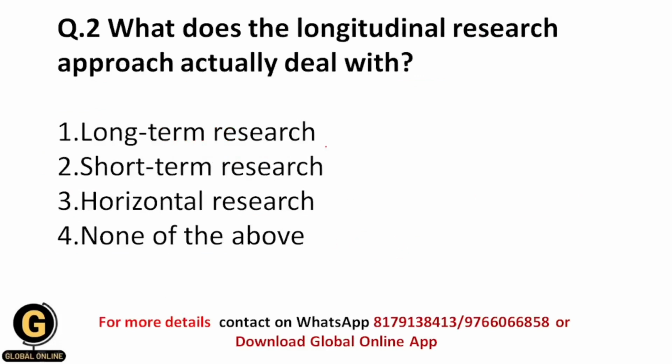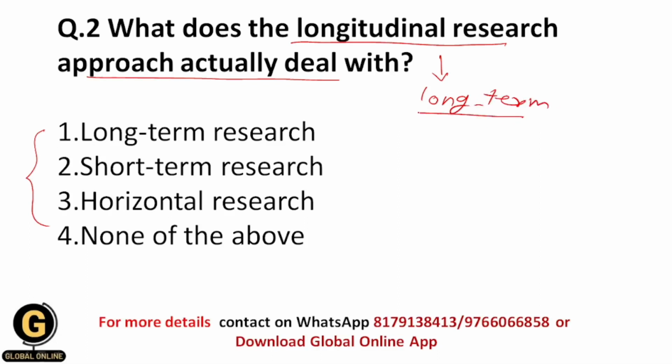Now in this question it has been asked: what does the longitudinal research approach actually deal with? So what is the approach of longitudinal research from these options? Longitudinal research is long term research, and in this research the researcher examines similar people again and again, because they want to check the changes that have occurred over a period of time. So the main approach of longitudinal research is that it is long term research.